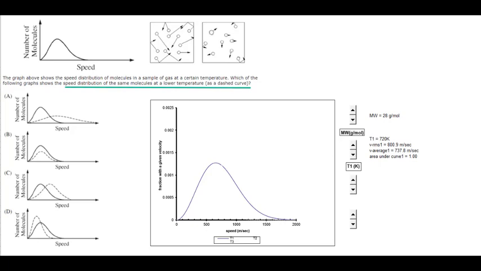Now I'm going to put in something that's a little bit beyond AP, but I think that you may enjoy, especially if you love mathematics, because this is really interesting. At least to me it is. Right now, we've got a temperature of 720. And I'm going to write it down right now, an average speed of 738 meters per second.